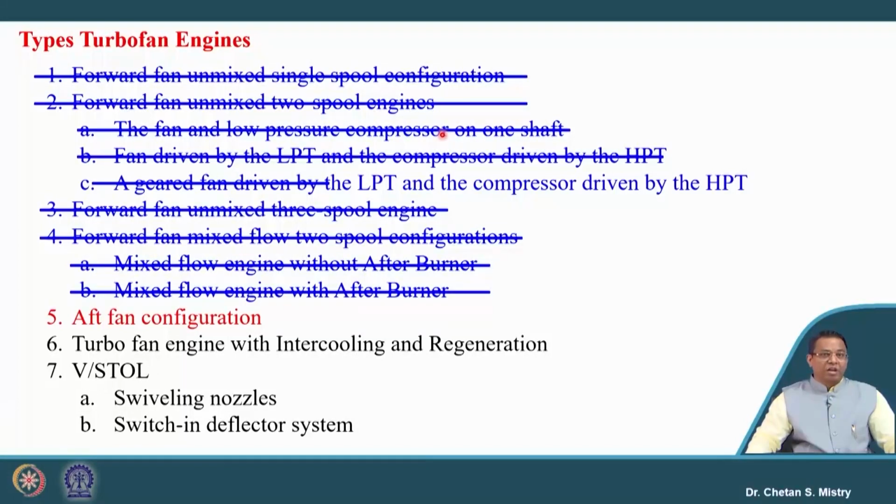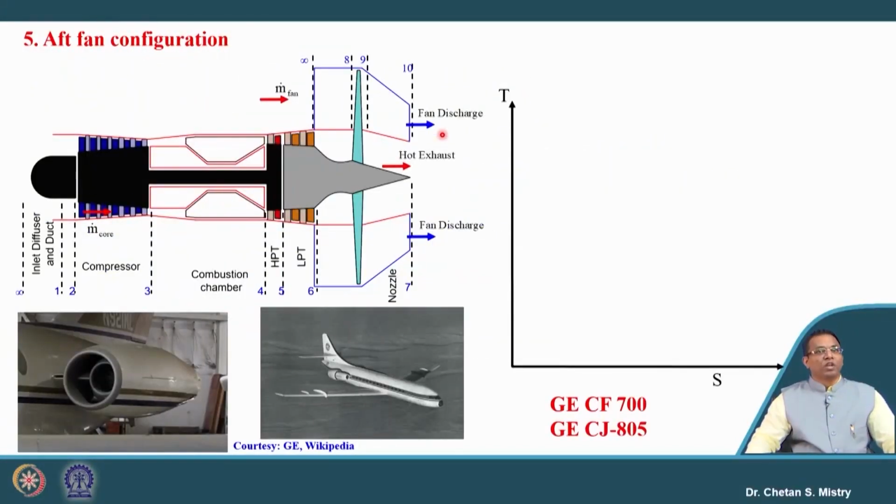Now, we will be discussing the aft fan configuration. Here you can see this is fitted on the aft side of the aircraft, a fuselage-installed kind of configuration. Similarly, here also on the aft side we will have an engine. This is the same as what we discussed in terms of GECF 700 or GCJ 805. These kinds of engines were existing, and even today these engines exist. Based on that, let us put the numbers here.